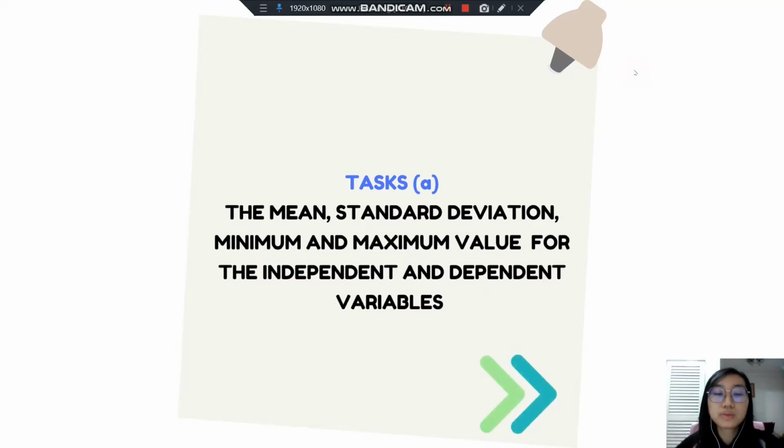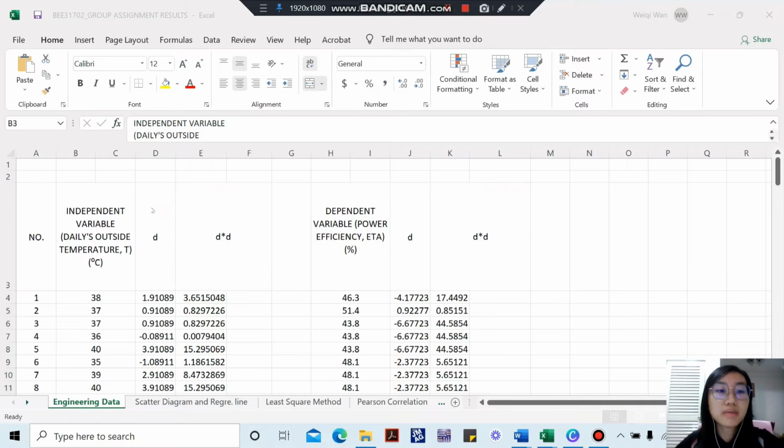Next, I will explain Task A, which is to determine the mean, standard deviation, minimum and maximum value for the independent variable, which is the daily outside temperature, and the dependent variable, which is the power efficiency. In this assignment, the independent variable is the daily outside temperature T in degrees Celsius, and the dependent variable is the power efficiency eta in percent. The total engineering data in this assignment is 101 data for the independent and dependent variables.